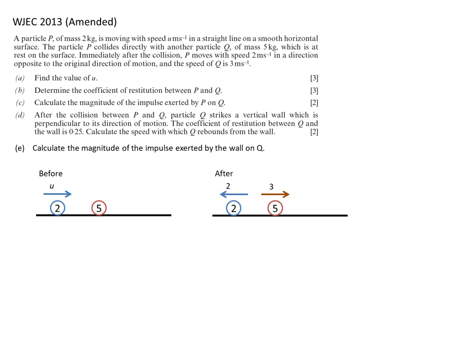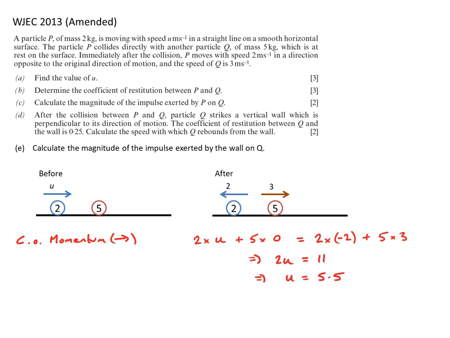Okay, so we can now apply the conservation of momentum, and we'll take to the right as being our positive direction. The initial momentum is simply 2 times u plus 5 times 0. The final momentum is 2 times minus 2 for P plus 5 times 3 for Q. So we have 2u must equal 11, so the initial speed of P must be 5.5 meters per second.